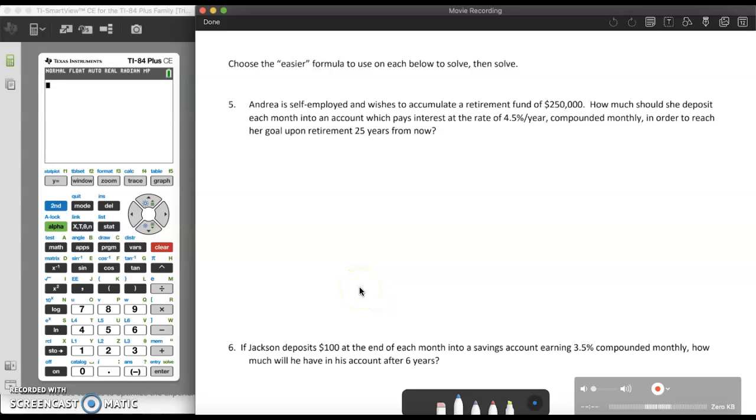Okay, I would say that these last two problems are optional if you want some more help. We are going to choose the easier formula and then solve.